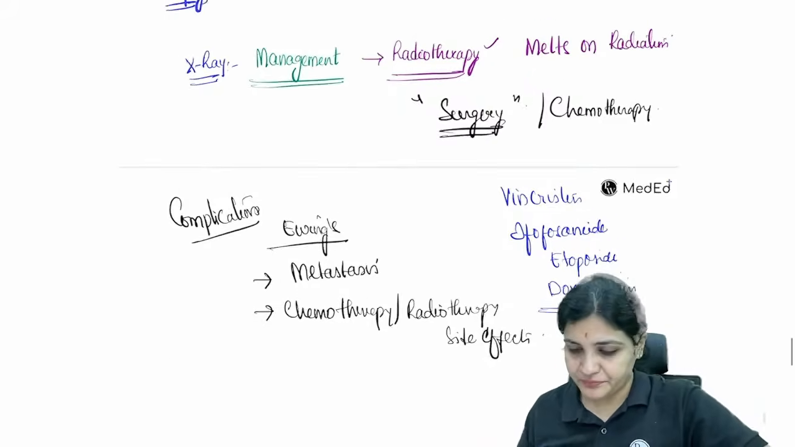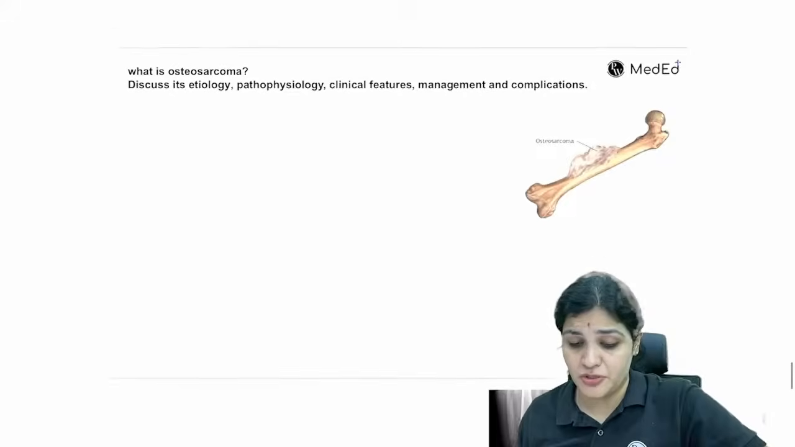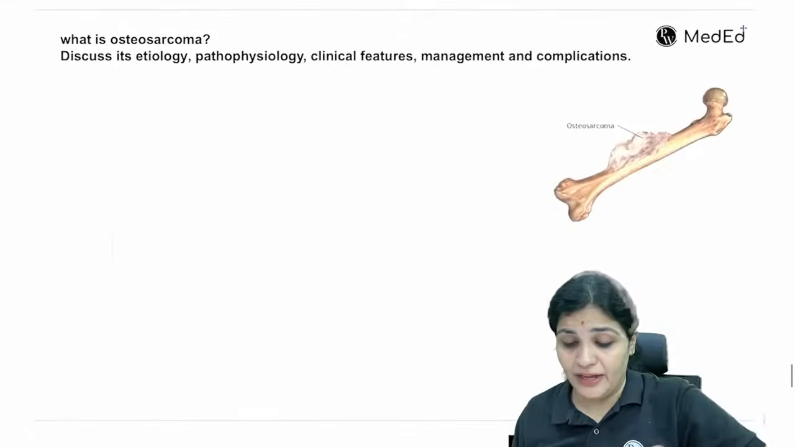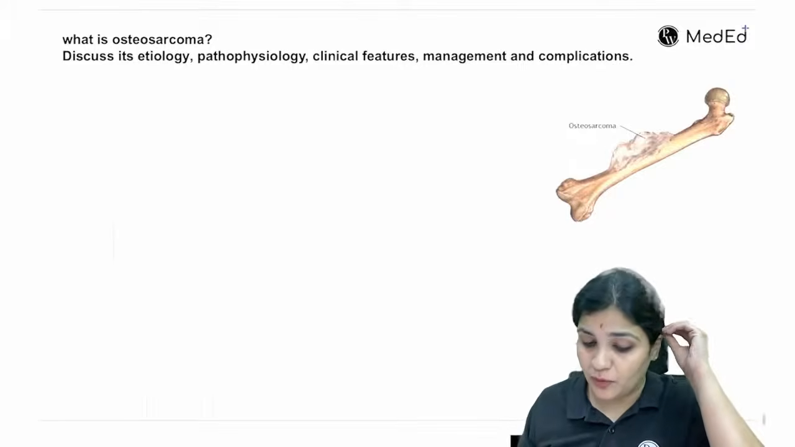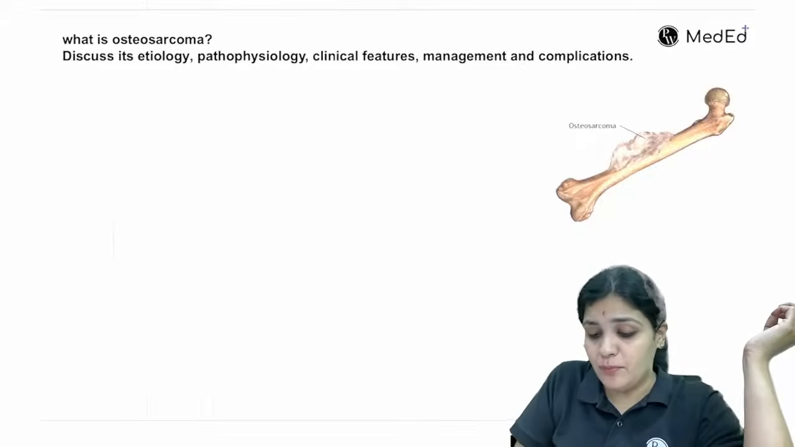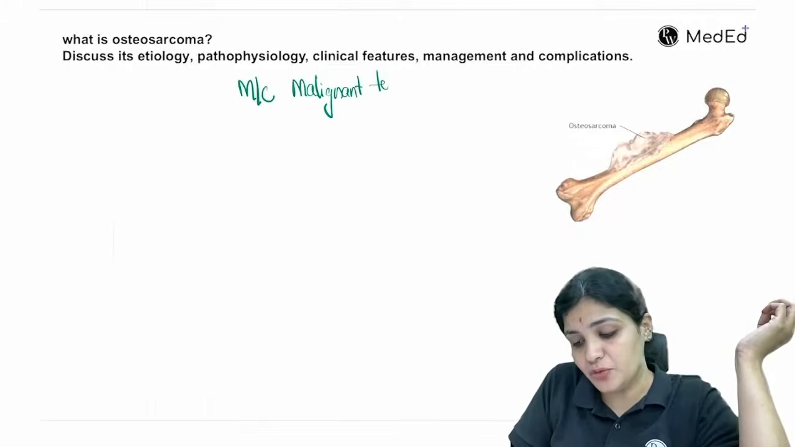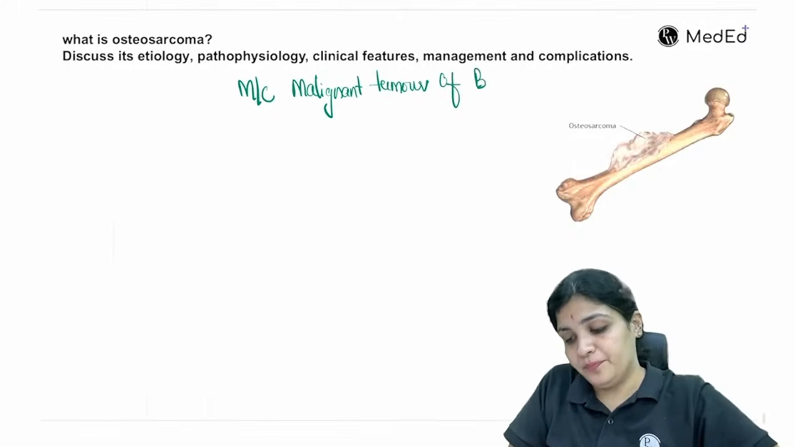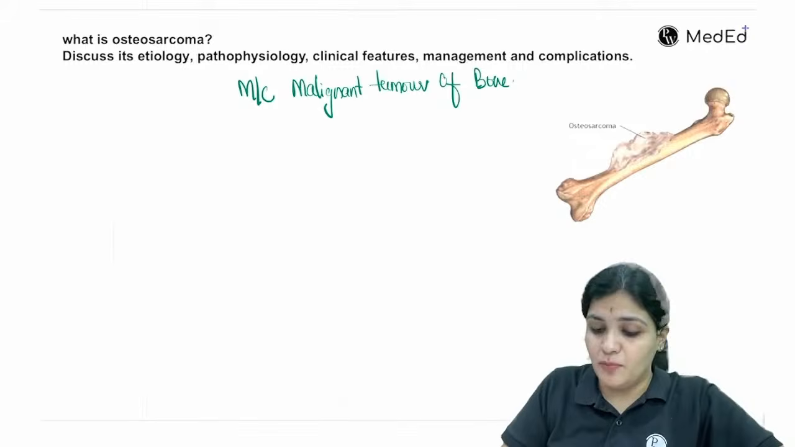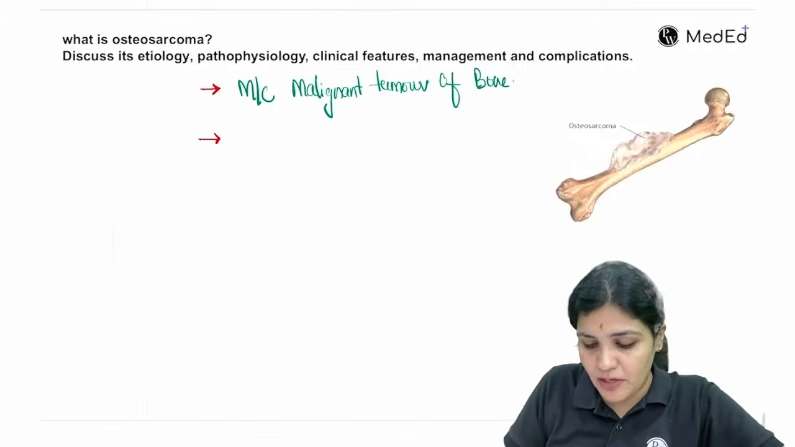Okay, then we are going towards osteosarcoma. So here, very, very important, osteosarcoma. This is the most common malignant tumor of bone that we see, right? And what is the most important thing about osteosarcoma?